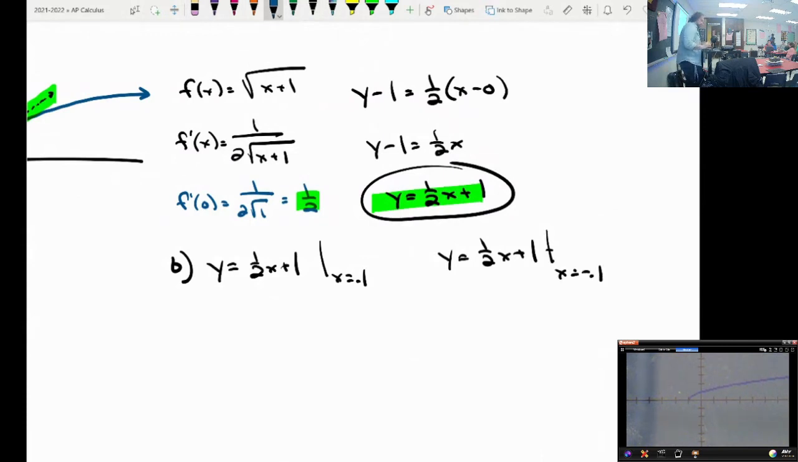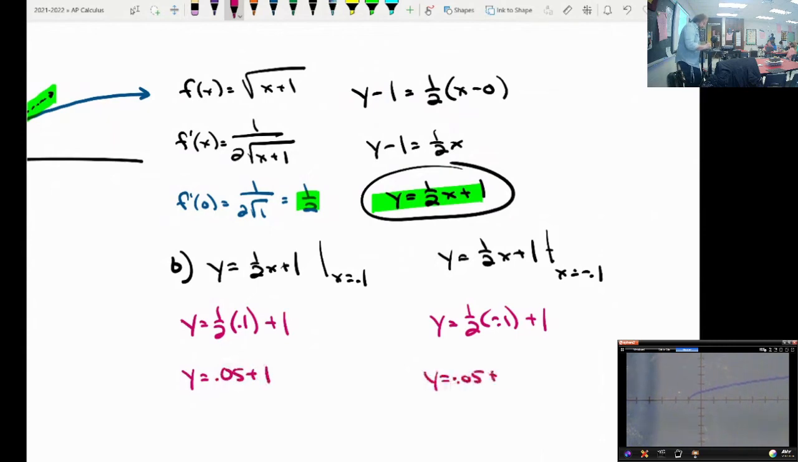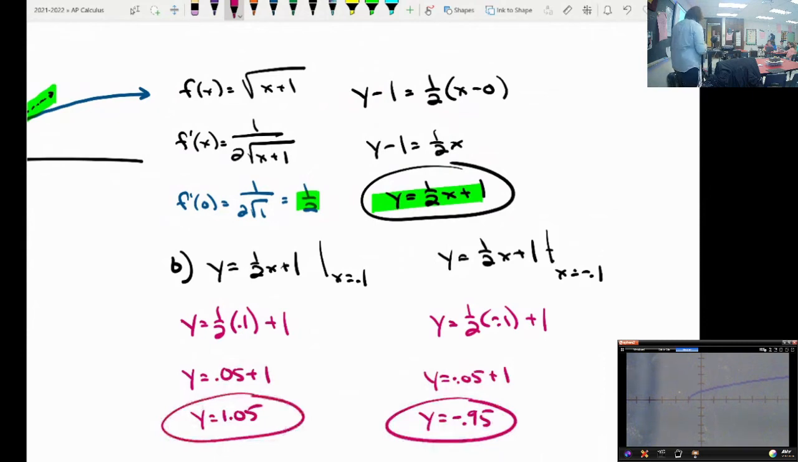Which is actually relatively simple to do. So it's 1/2 times 0.1 plus 1, and y equals 1/2 times negative 0.1 plus 1. Let's see. 0.5 times 0.1 is going to be 0.05 plus 1, and this is going to be negative 0.05 plus 1. So you're going to get 1.05 and 0.95 for these two answers. Just plugging in 0.1 and working through the function that you built back in part A.